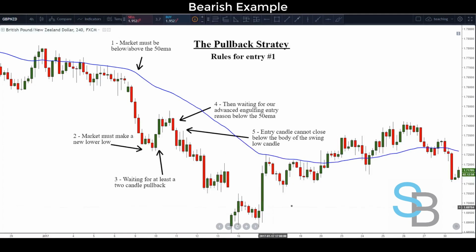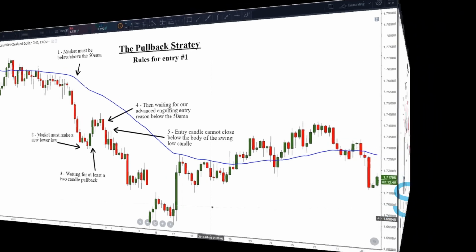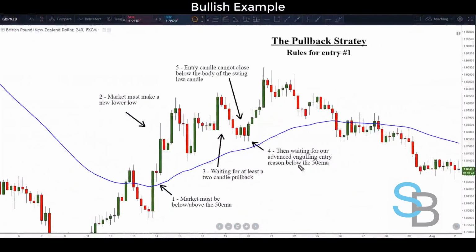Now let's move on to a bullish version of this entry reason number 1 for the pullback strategy, and then we'll move on to the next video in this section of the course and take a look at entry reason number 2 for the pullback strategy. Okay guys, so here's a bullish example of that entry reason number 1 for the pullback strategy. The first question we have to ask ourselves, did we break above the 50 EMA and is price trading above that level? The answer to that question is obviously yes, we did do that.